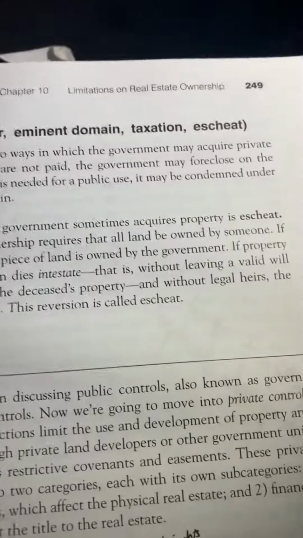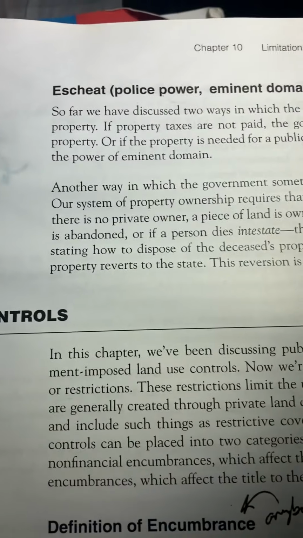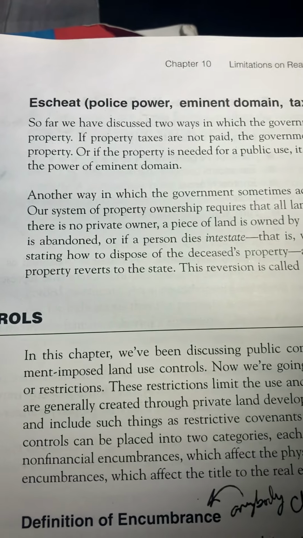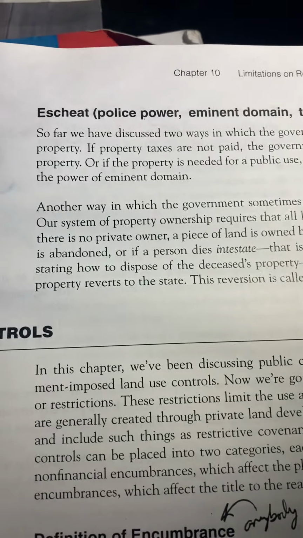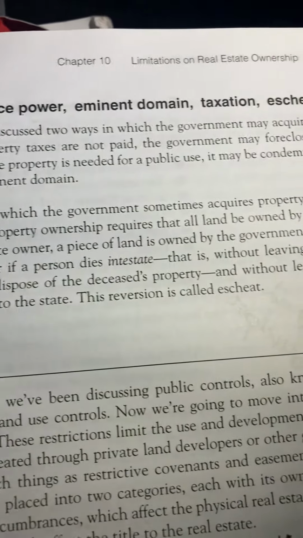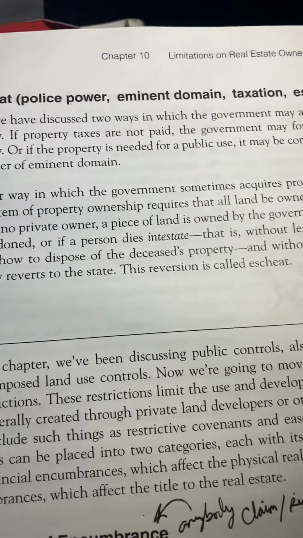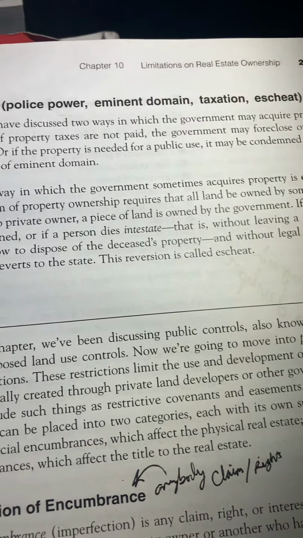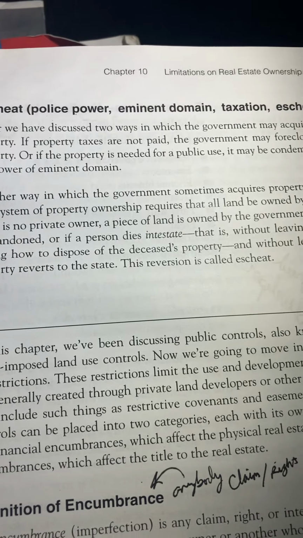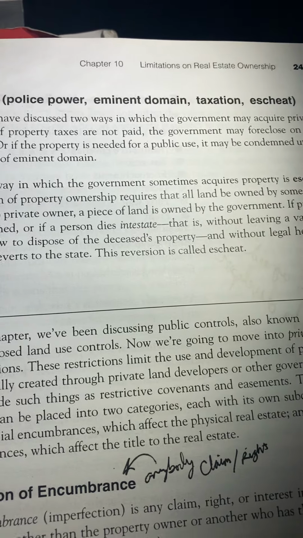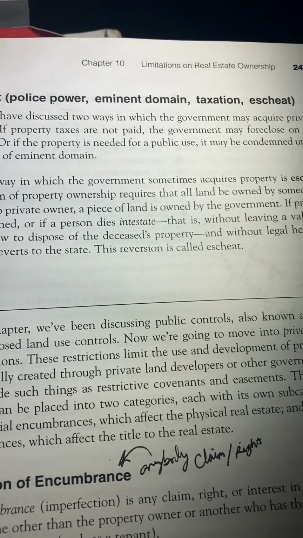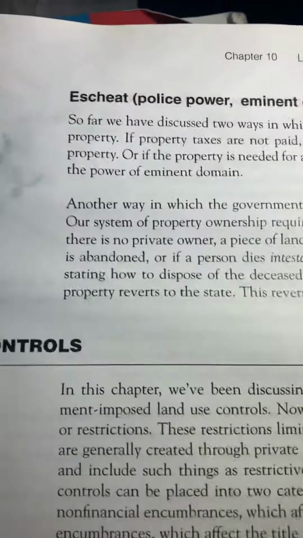Page 249. Escheat. One word. Escheat. Police power, eminent domain, taxation, and escheat. The acronym is supposed to be PEAT. P is for police power, E is for eminent domain, T is for taxation, and E is for escheat.